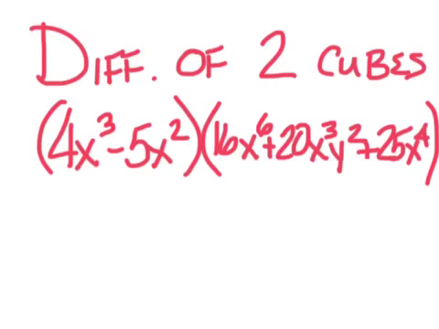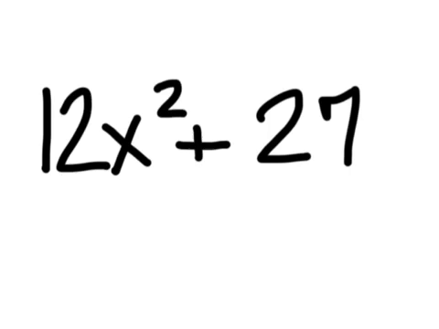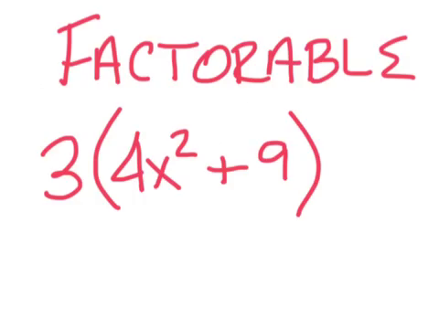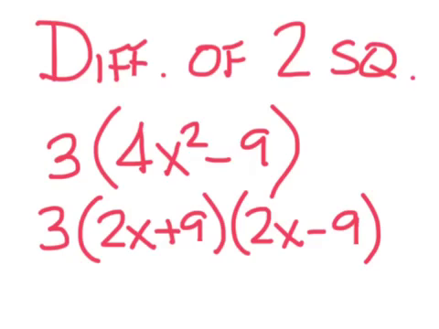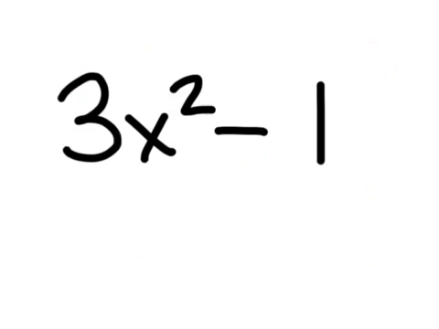What about this one? Not factorable. Factorable, you can take out a 3. What happens if I put a minus sign in there? It's a difference of two squares. What about this one? Not factorable. 3 is not a perfect square.